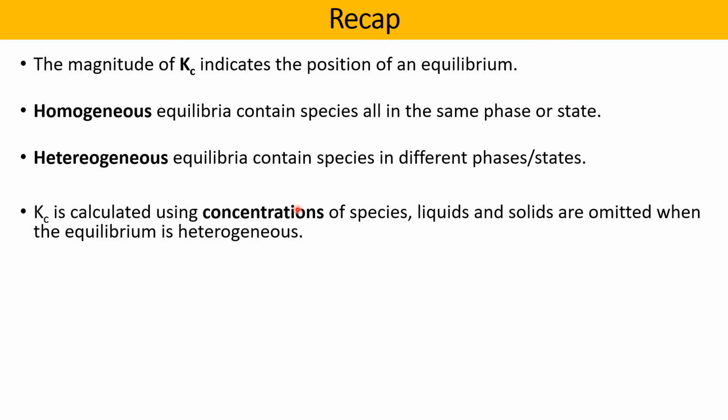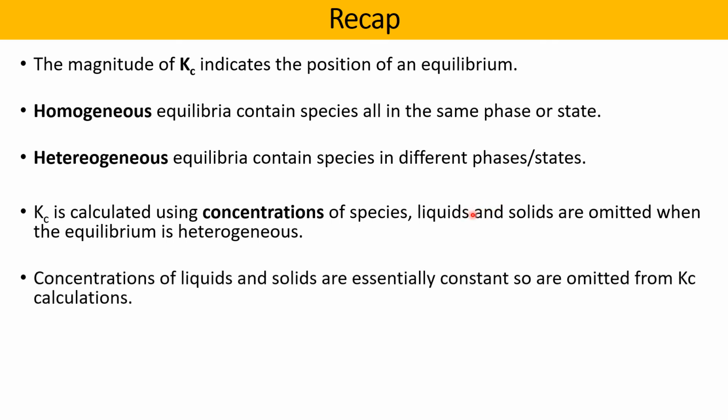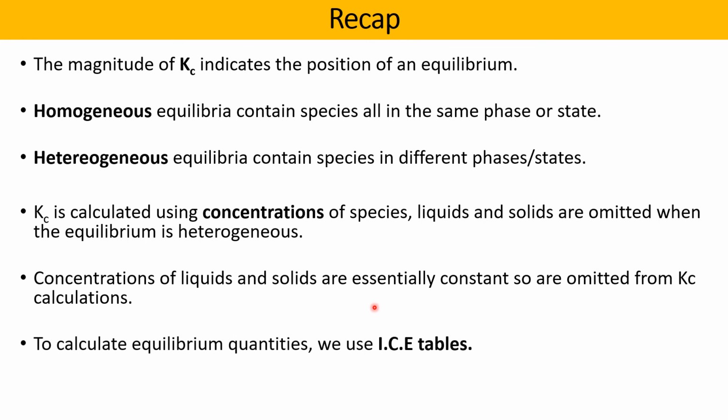However, if you've got a heterogeneous equilibrium, you need to make sure that in your expression for Kc you omit liquids and solids, because their concentrations are essentially constant, so they're not needing to be included. However, if it's a homogeneous equilibria, then you should still include the concentrations of those, because then they can compare nicely and they don't screw up the equation. Finally, to calculate a quantity at equilibrium, you need to use an ICE table, initial change in equilibrium. Go back a couple of minutes if you want to see how that works.